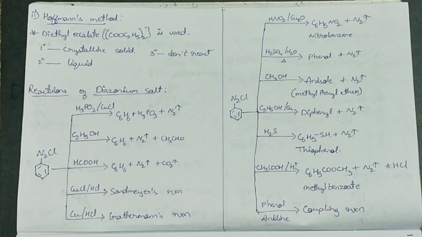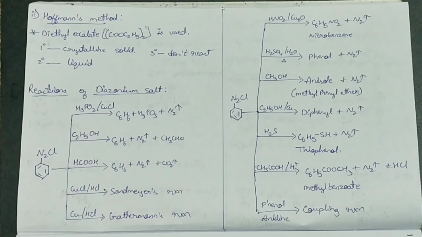So next will be the reactions of diazonium salt. First, diazonium salt reacting with H3PO2 along with cuprous chloride gives benzene as the main product. Diazonium salt reacting with ethanol, again benzene will be formed. Next, diazonium salt reacting with HCOOH, formic acid, gives benzene.